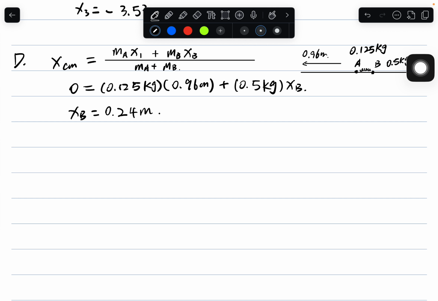Wait, there's something wrong. Oh, sorry. Since A is moving to the left, I forgot the negative. Yeah, there we go. So it's 0.24 meters. Okay, so part E.